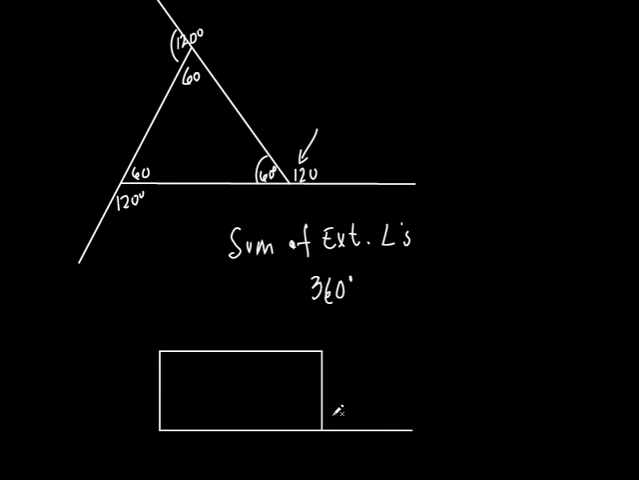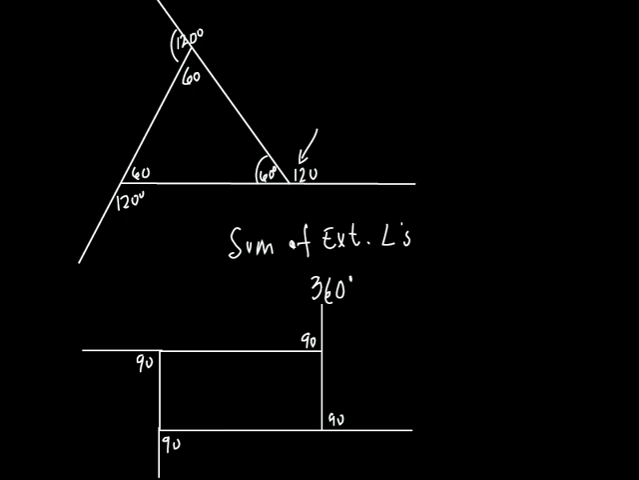Exterior is what? If it's a rectangle, that's 90, right? And if I extend this one, that's going to be 90. And if I extend this one, just bear with me here, that's going to be 90. And one last one to extend. Now, I'm not just doing this with a rectangle. I just picked a rectangle because it's easy to draw, but this works with any polygon at all.